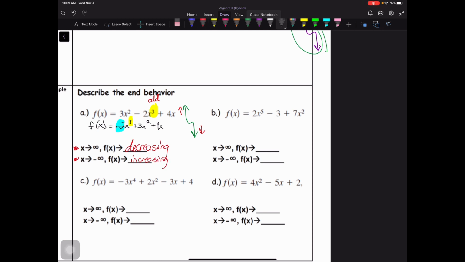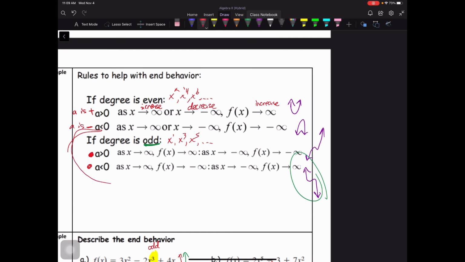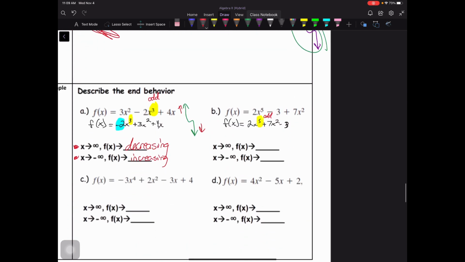The next one, let's write this in standard form. F of x equals 2x to the fifth plus 7x squared minus 3. Okay, so my highest exponent is odd. So it's going to be one of these two examples over here. And my A value is positive. So I know it's going to look something kind of like this. I just need a quick sketch to understand the end behavior. So as my x values increase, my function is increasing. As my x values decrease, my function is decreasing.